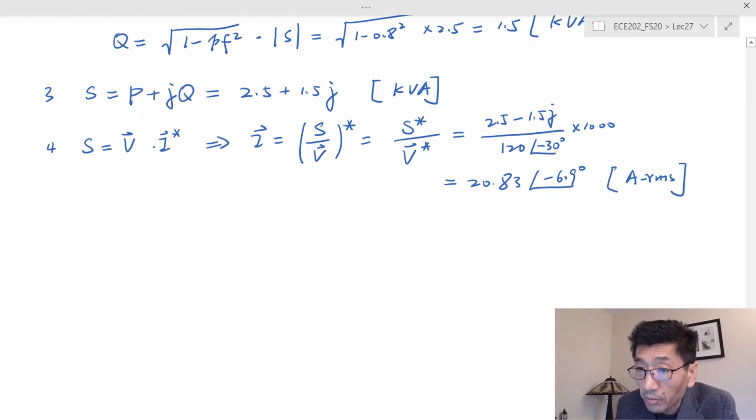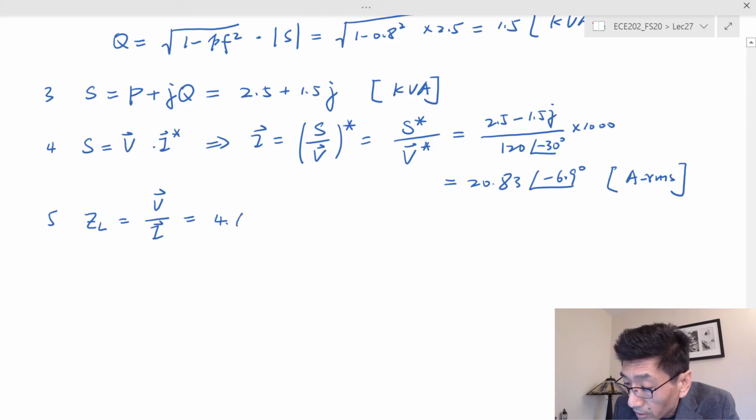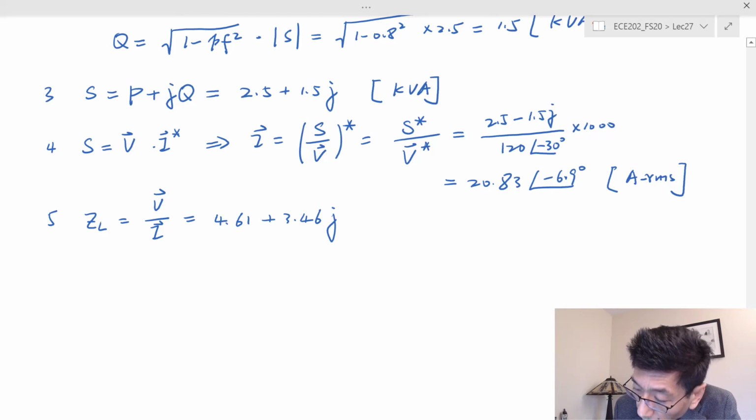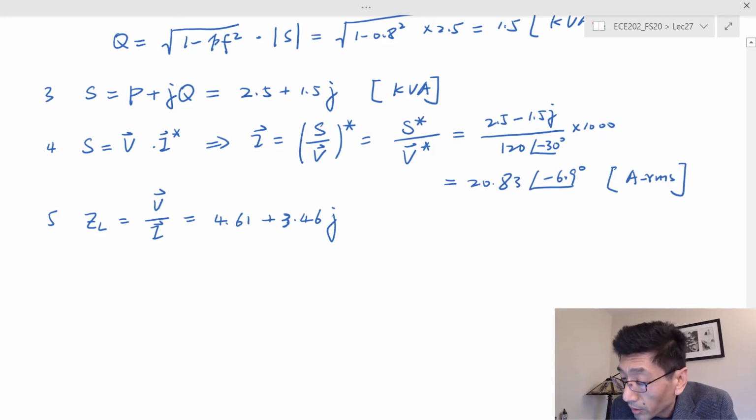And now we will need to find the load impedance, and Z sub L is just equal to V over I, right? And I calculate this one. This gives me 4.61 plus 3.46j. Let's write it this way. This many ohms. That's it.